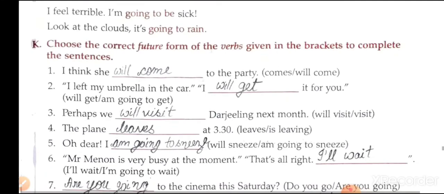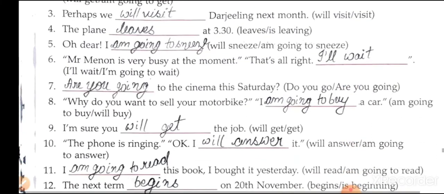Choose the correct future form of the verbs given in the bracket to complete the sentences. I think she will come to the party. I left my umbrella in the car. I will get it for you. Perhaps we will visit Darjeeling next month. The plane leaves at 3:30.